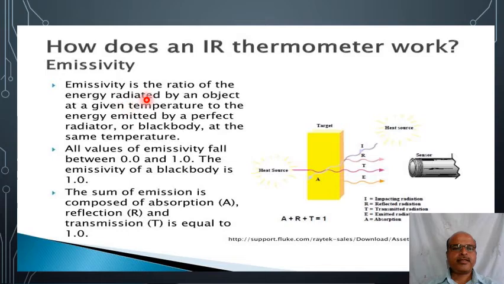Emissivity is the ratio of the energy radiated by an object at a given temperature to the energy emitted by a perfect radiator or black body at the same temperature. All values of emissivity fall between 0.0 and 1.0. The emissivity of a black body is 1.0. The sum of emission is composed of absorption, reflection, and transmission. These words are important in the IR temperature sensor: absorption, reflection, and transmission.